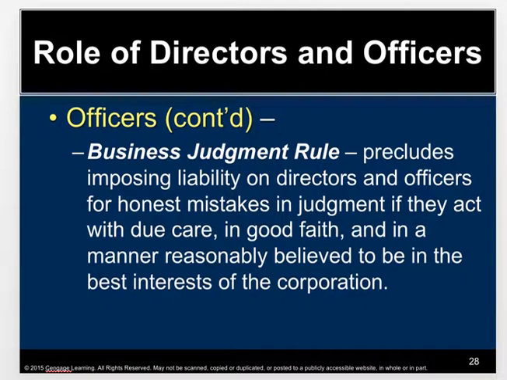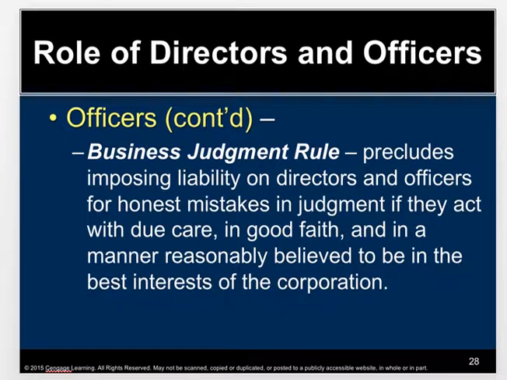So we do have something called the business judgment rule. This is very, very important because this is a rule that protects officers when they're acting within their scope of employment. So it precludes imposing liability on directors and officers for honest mistakes in judgment if they act with due care, in good faith, and in a manner reasonably believed to be in the best interest of the corporation. So in other words, let's say we're the board of directors. We meet as a board and we all discuss a certain course of action for the company. We weigh the pros and cons, and in good faith, we believe that the company should undertake Project A instead of Project B. And we do that.